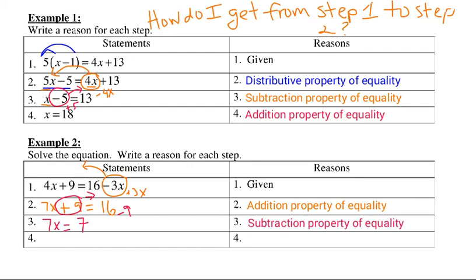Lastly, I need to get rid of this 7 right here, so I need to divide by 7 on both sides. I'm going to squeeze it in there. So I end up with x equals 1 as my final answer. My reason behind it is because I am dividing by 7 on both sides. I'm dividing, so it is the division property of equality.